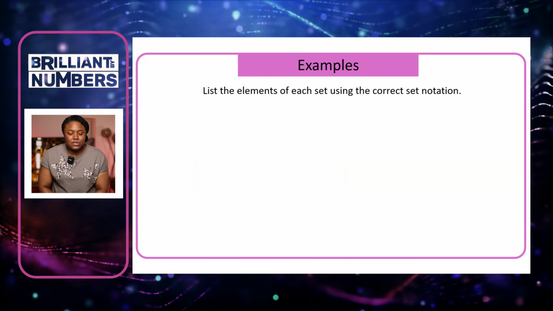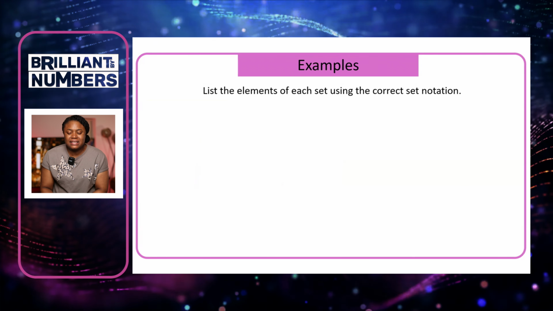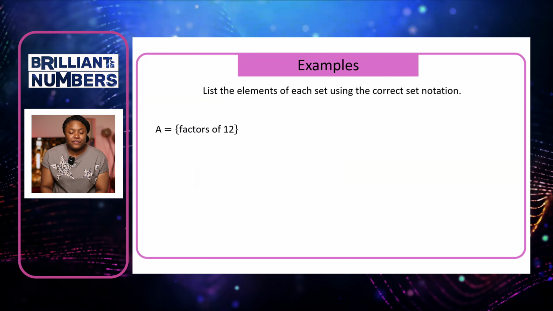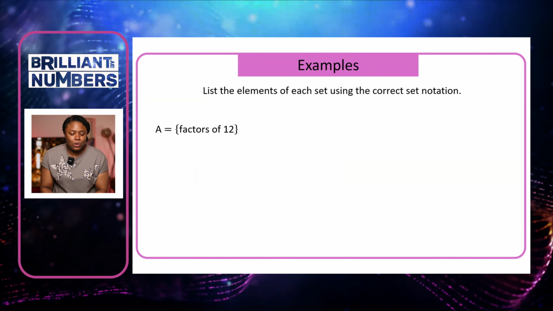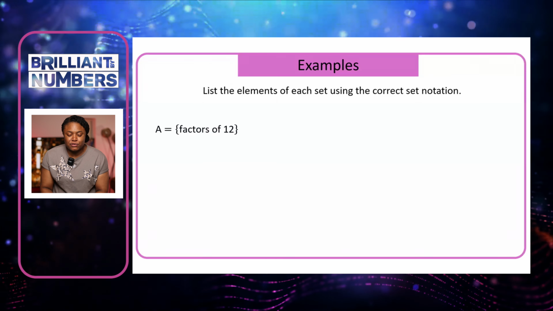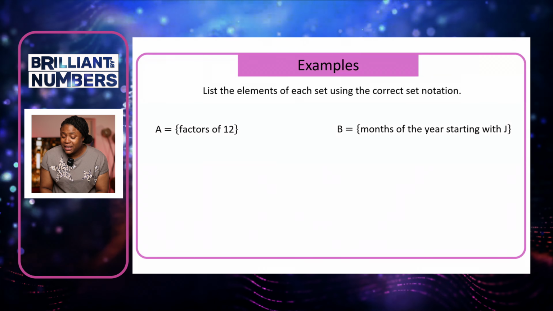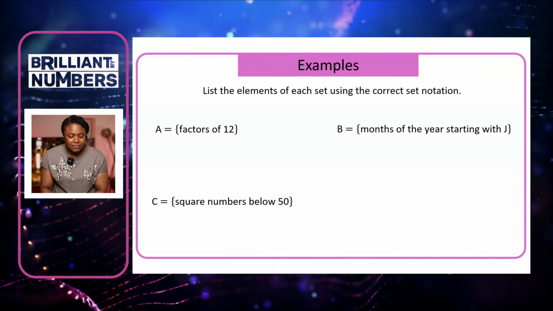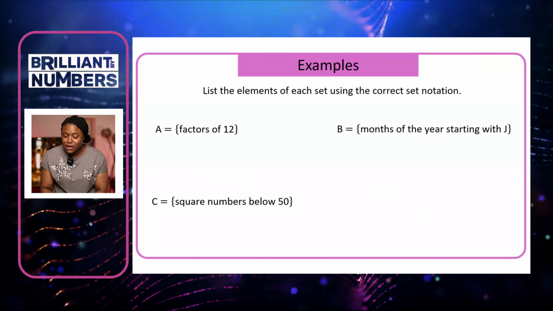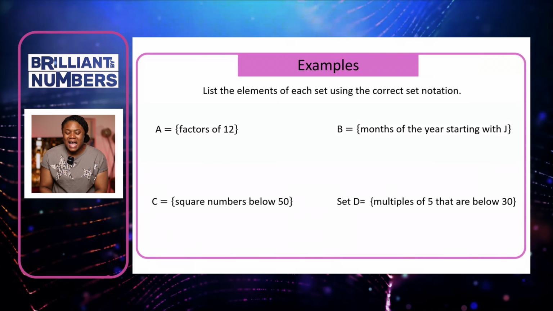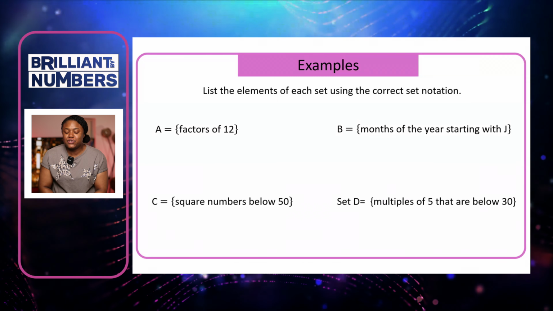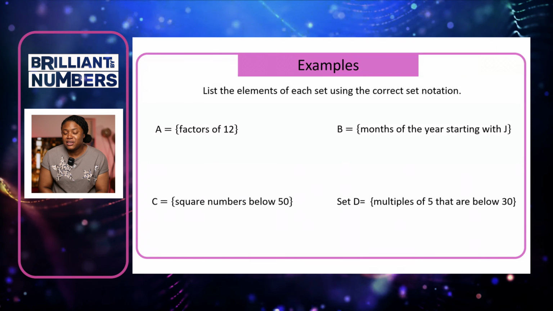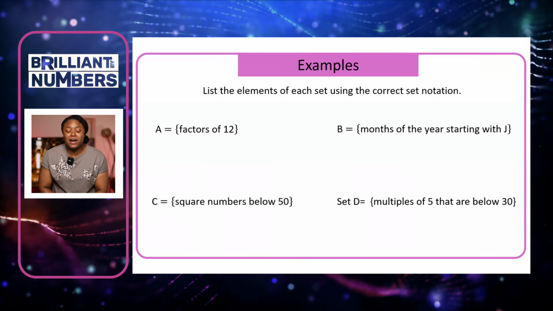We are told to list the elements of each set using the correct set notation. First of all, we've got A, which is equal to factors of 12. Set B is equal to months of the year starting with J. C is equal to square numbers below 50. And set D is equal to multiples of 5 that are below 30. We're going to start by doing part A.